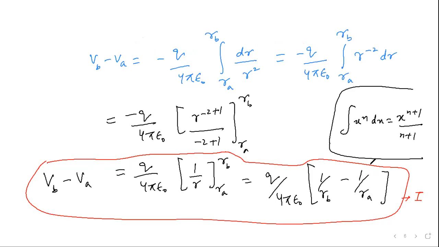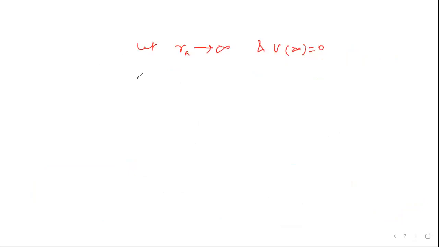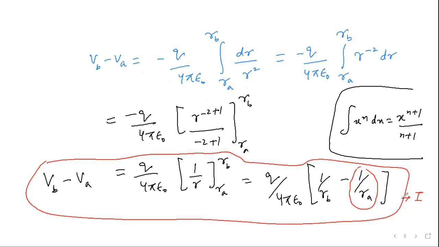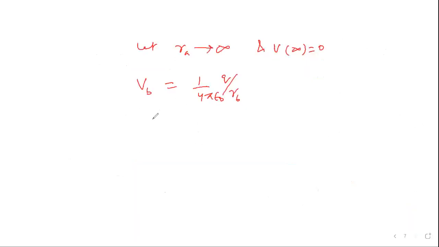When RA tends to infinity, this term will become 0. So VA is 0. VB is simply Q by 4 pi epsilon naught RB, right? So VB is 1 by 4 pi epsilon naught Q by RB. Got it? Because RA we said is approaching infinity, this term becomes 0 and VA is 0. VB will be Q by 4 pi epsilon naught RB.